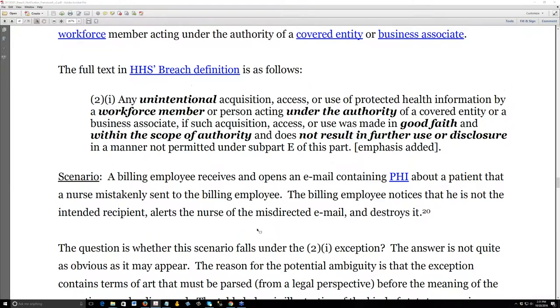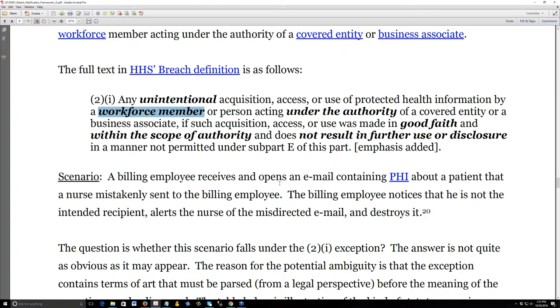If you had this scenario, it got sent to the wrong person. The billing employee shouldn't have seen that PHI for whatever reason, but it was unintentional. The nurse didn't intend to send it to the wrong person. The nurse and the billing employee are both workforce members, both under the authority of a covered entity or business associate. And it was in good faith. The nurse wasn't trying to do anything malicious. Within the scope of authority, yes, the nurse has authority to send this information. She sent it to the wrong person, and it didn't result in any further use or disclosure. So the billing employee notified the nurse, destroyed it, no harm, no foul.